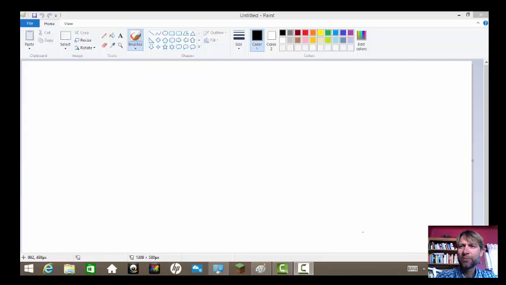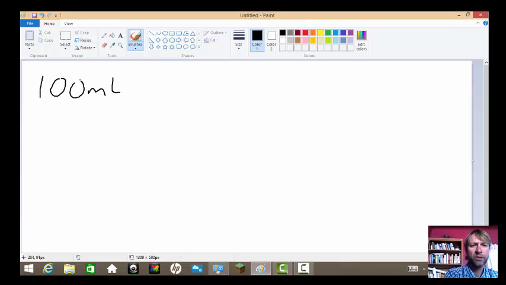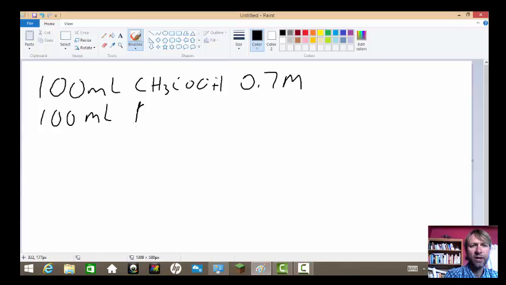Okay, now we're going to put some numbers into that calorimetry problem where we added acid to base to get a neutralization reaction and the release of heat. So let's say we added 100 mL of the acid, which was CH3COOH, and its concentration was 0.7 molar. And to that we added 100 mL of KOH, and its concentration was also 0.7 molar, which corresponds to approximately 5%.